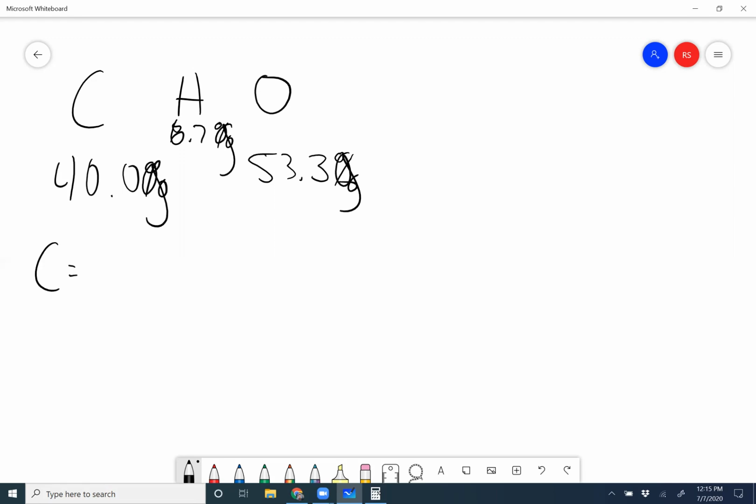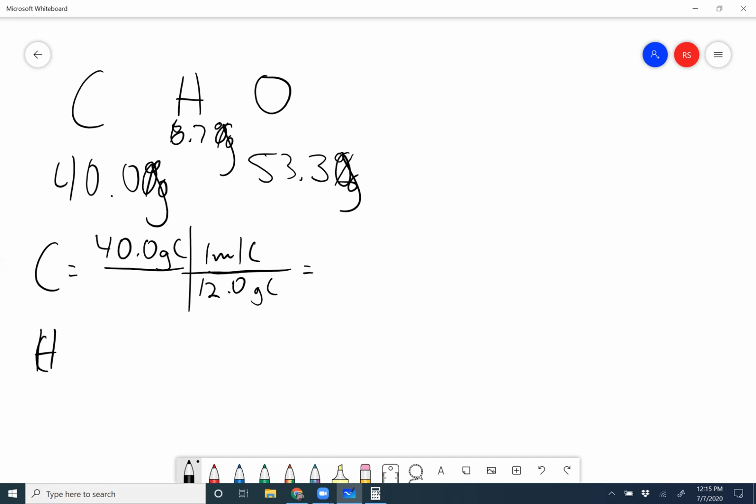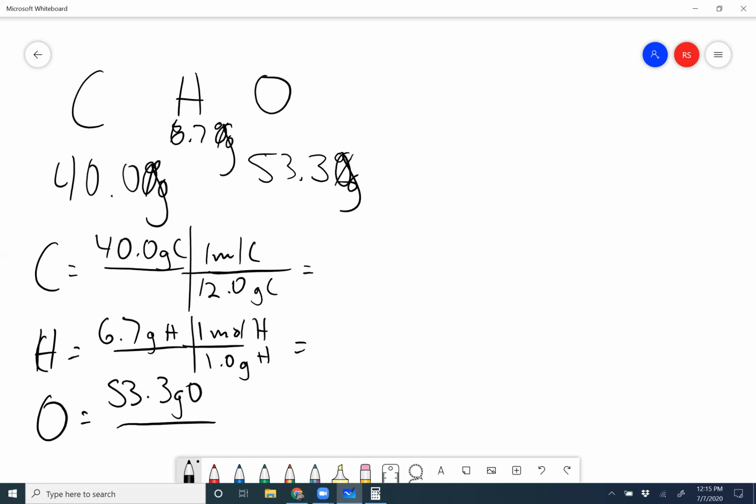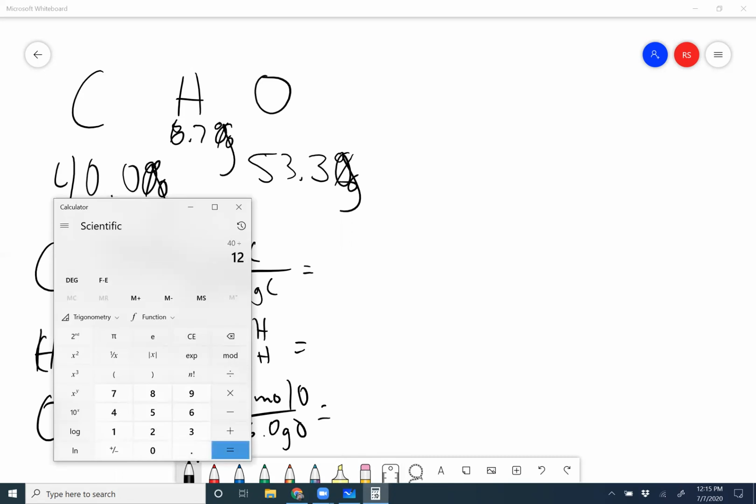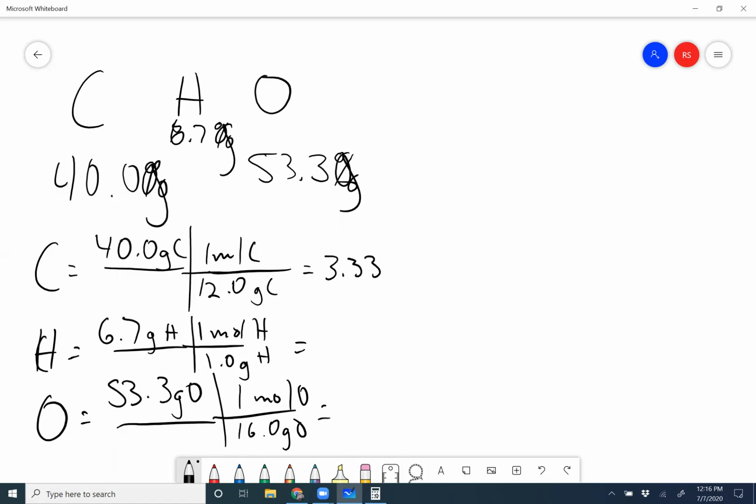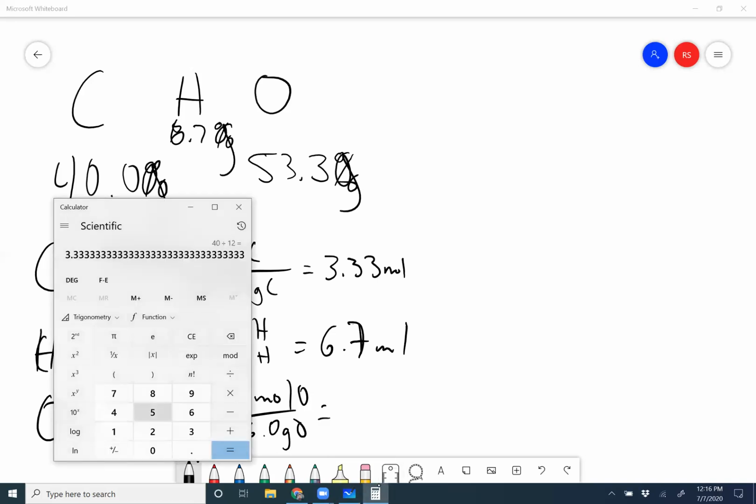So a number of moles of carbon will be the molar mass of carbon for every 12.0 grams of carbon. For hydrogen, we have 6.7 grams of hydrogen, and hydrogen's really easy because it's just 1 gram for every 1 mole of hydrogen. And then for the oxygen, we have 53.3 grams of oxygen, and that gives us 16 grams of oxygen for every 1 mole of oxygen. So 40 divided by 12 is 3.33. 6.7 divided by 1 is 6.7. This is moles. And then 53.3 divided by 16 is 3.33.